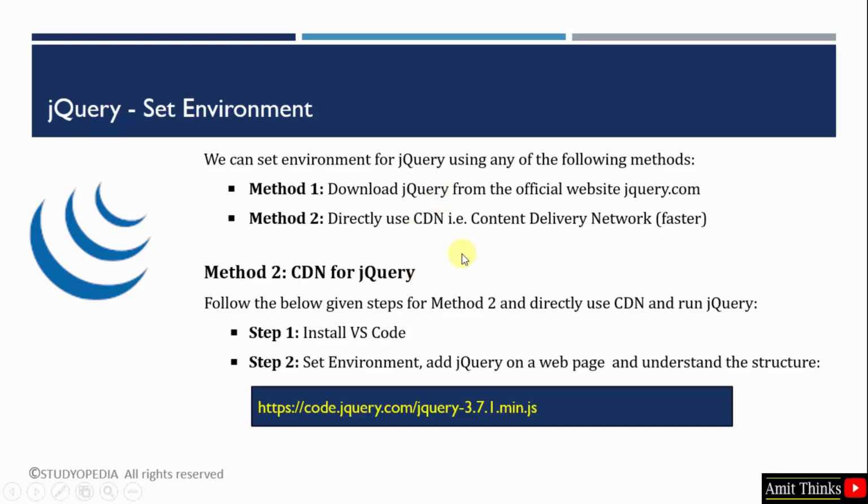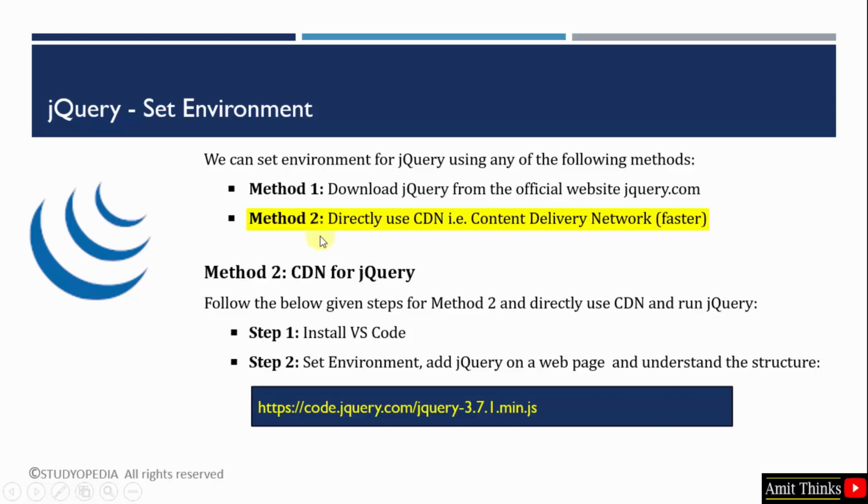Now what is a CDN? CDN means Content Delivery Network. That means the jQuery is installed on another server. You just need to add the link in your program. That's it. This is also considered faster. So for our programs in jQuery, we will be following the second method.